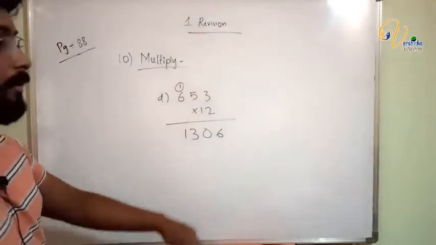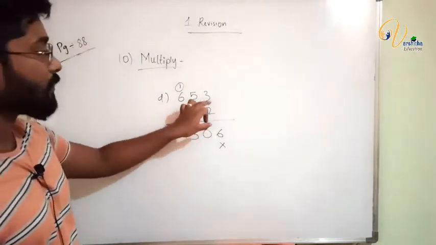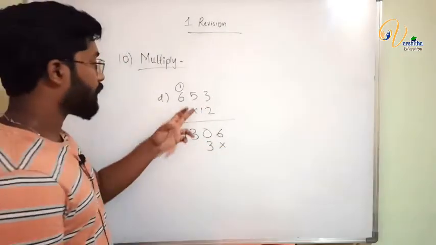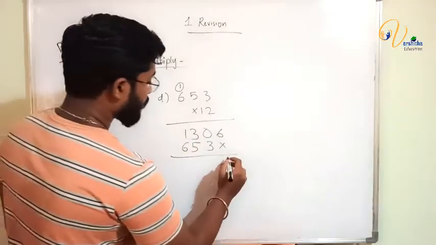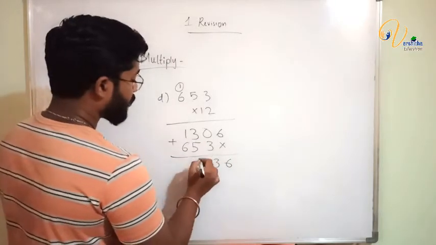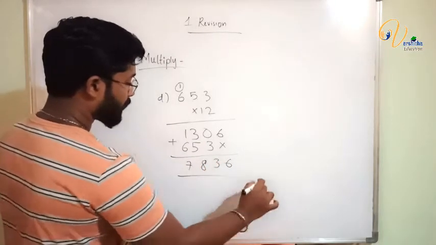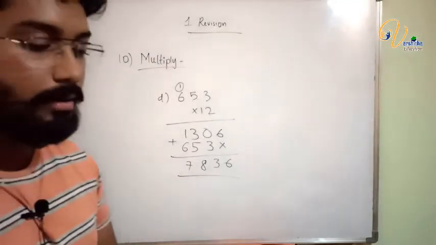With 2 we have multiplied. Next, leave one place. Next, 1 3s are 3. 1 5s are 5. 1 6s are 6. So add both these, you will get 7836. 7836 is the answer. Okay.